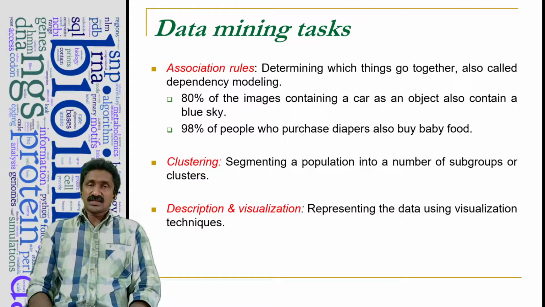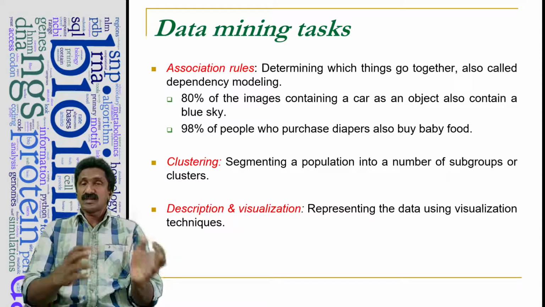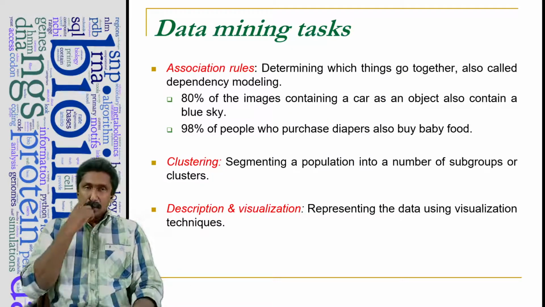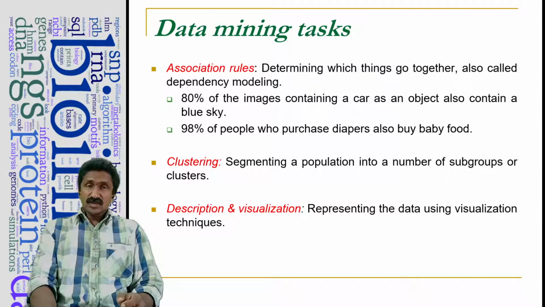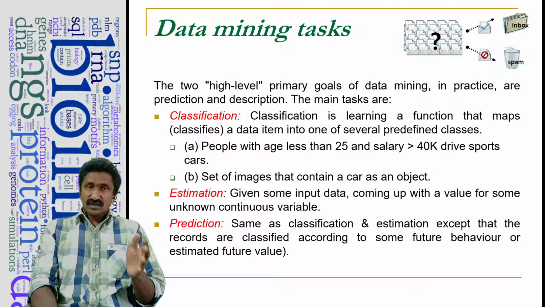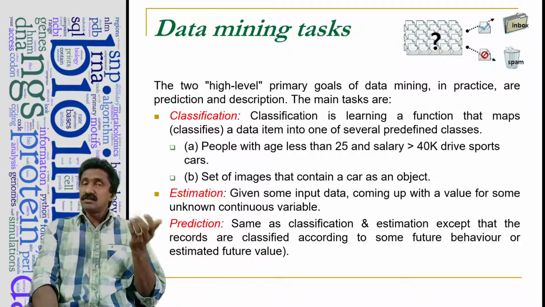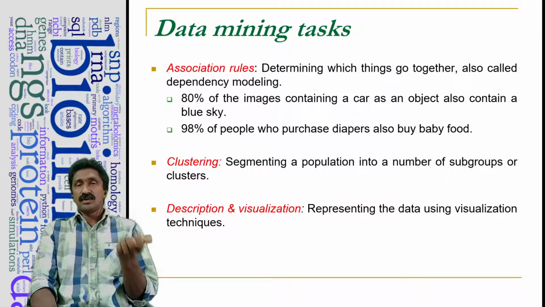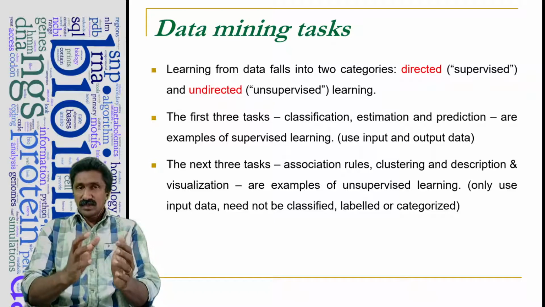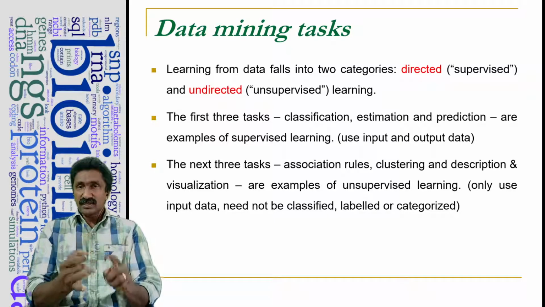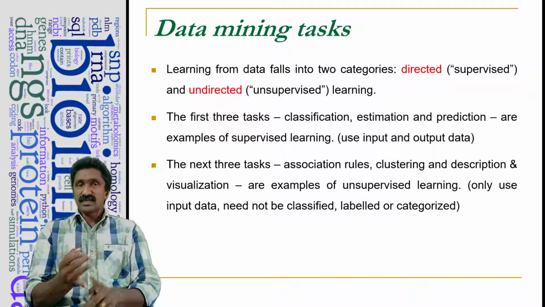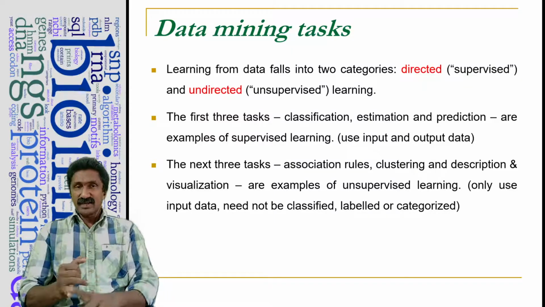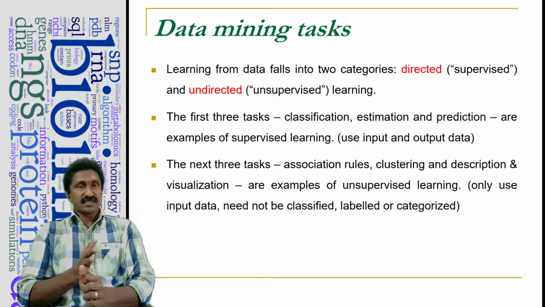Then description and visualization, that is representing the data using visualization techniques, just by generating graphs and other things. So these two slides, the first one, classification, estimation, and prediction, belongs to one category, and association rules, clustering, and description and visualization belong to the second category. So learning from data falls into two categories. One is directed or supervised, and the second one is undirected or unsupervised learning.